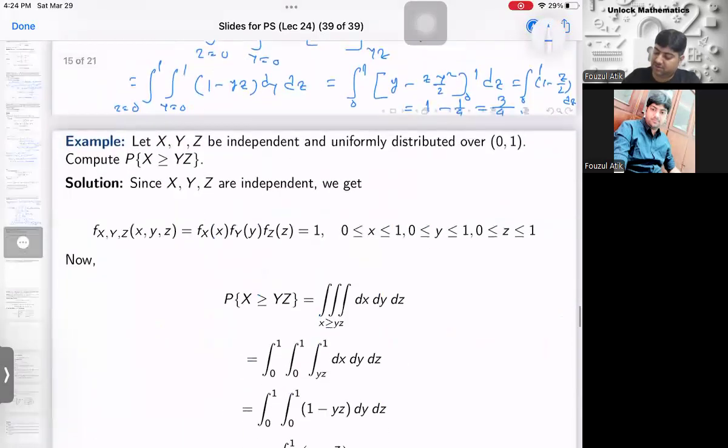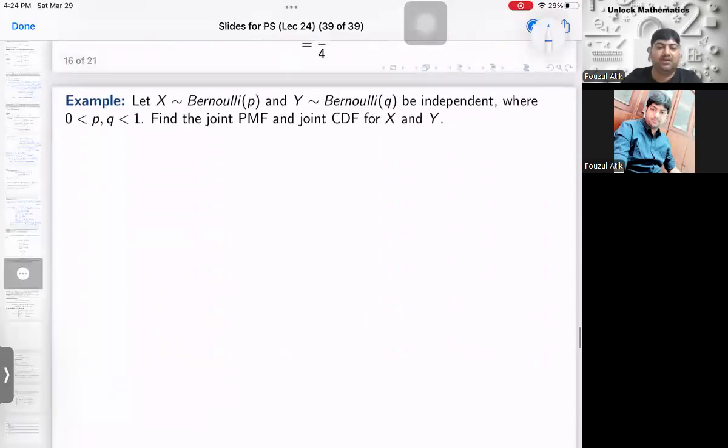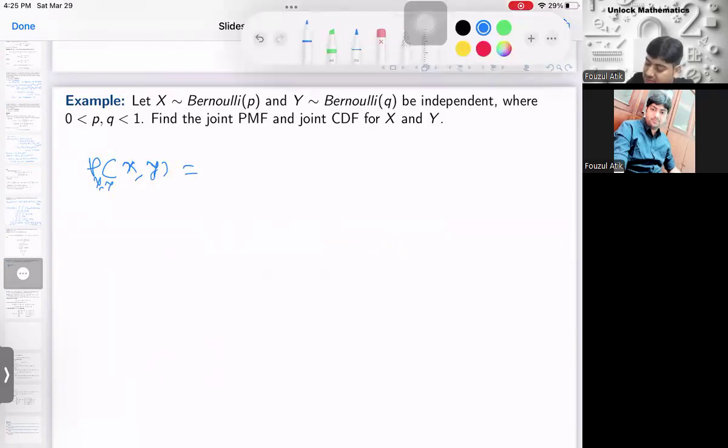I have one more example to show you. X is given as a Bernoulli random variable with probability of success P, and Y is again a Bernoulli random variable with probability of success Q. You have to find the joint probability mass function and joint cumulative distribution function of X and Y. But because X and Y are independent, we can immediately write P_XY(x, y) is equal to that, with small x, y. This is the small x.